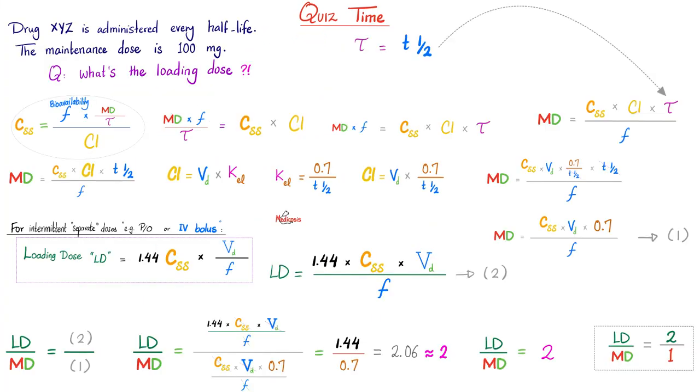Let me prove it to you. Remember that the steady state concentration is the bioavailability times maintenance dose over dosing interval all over clearance. Therefore, this equals clearance times the steady state concentration. Therefore, maintenance dose times bioavailability equals steady state concentration times clearance times the dosing interval. I get it. Maintenance dose alone is steady state concentration times clearance times TAV over the bioavailability. Easy peasy. The drug is administered every half-life, true?